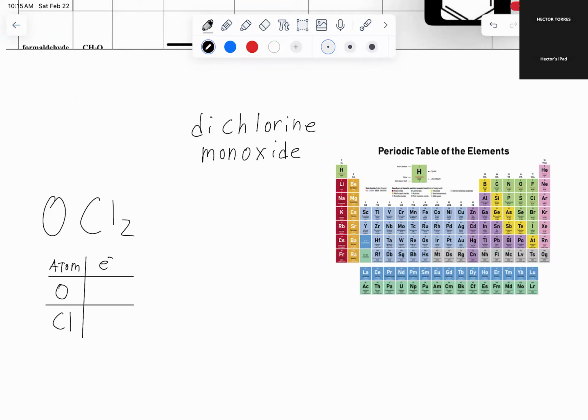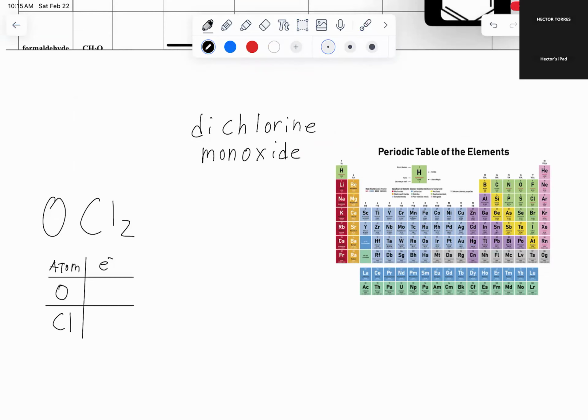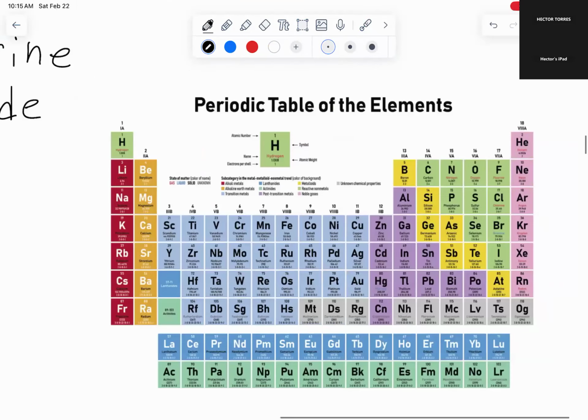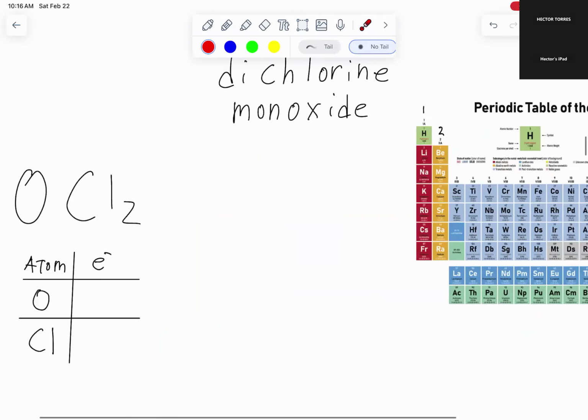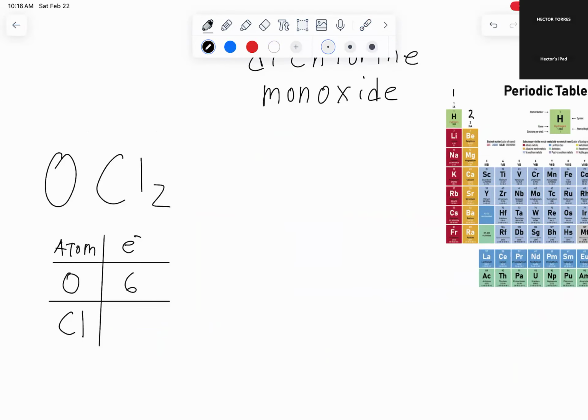To be able to do that, I made this chart so that I can keep track of how many are in each of the different atoms. I am first going to look at oxygen and find how many valence electrons there are. I really like following the trend of using the columns, so I'm just going to number these so that I can follow the trend of how many valence electrons are in these groups. Looking at oxygen, it's in the sixth column, which means it's going to have 6 valence electrons. I'm going to write that over here to keep track of it.